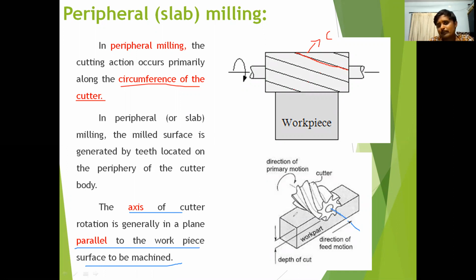So this is the workpiece. We are going to remove the material from this workpiece. In case of slab milling, the axis of rotation of the cutter, let's say for example this is the axis, is going to be parallel to the work surface, that is the position of the cutting tool. So in case of slab milling, the axis of rotation of the cutter is parallel to the work surface.